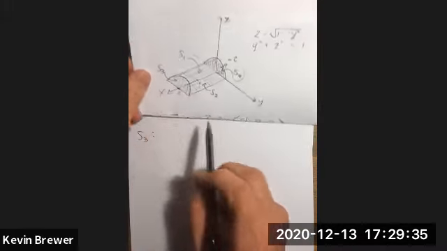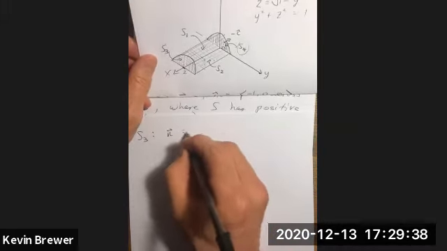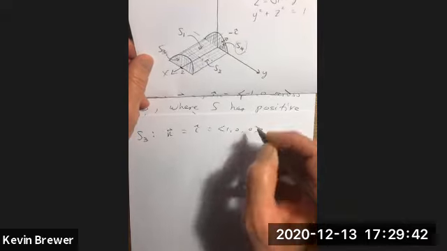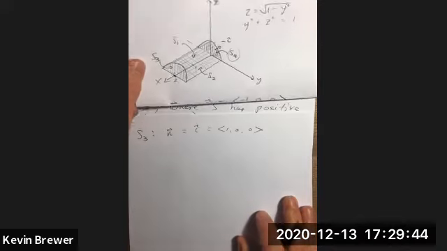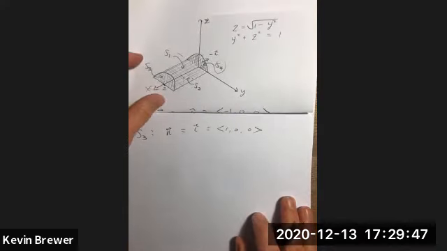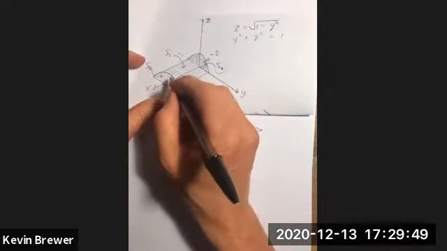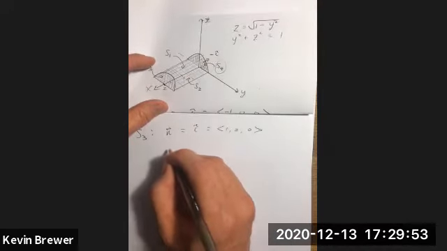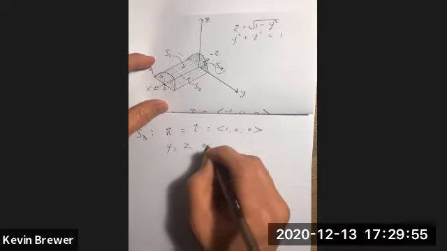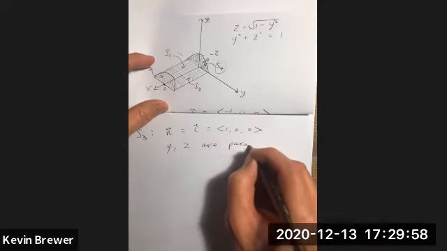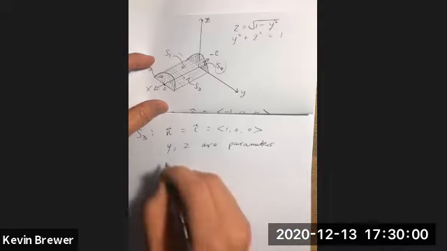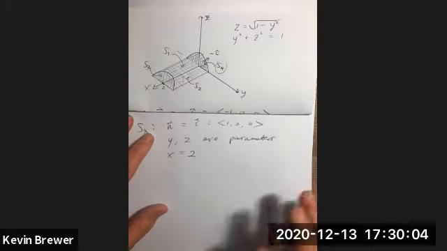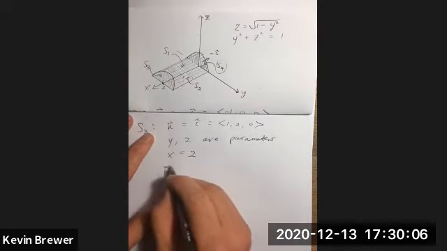So for S3, our normal vector is now i, 1, 0, 0. And S3 is again parallel to the YZ plane, so Y and Z are the parameters. This time, however, X is equal to 2.